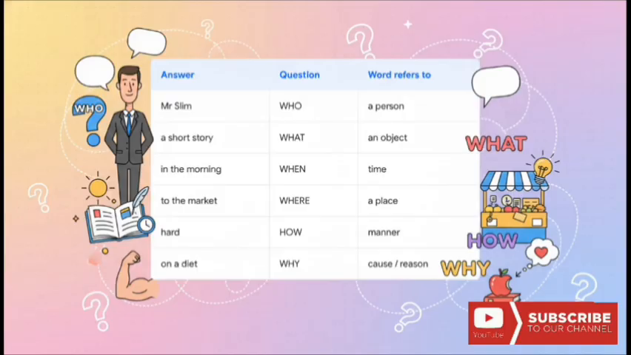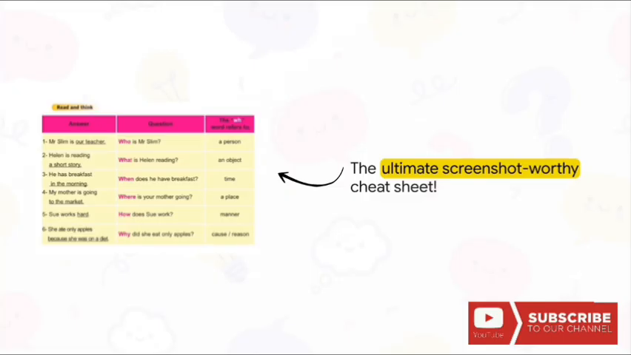Wow, you guys have done fantastic work staying focused through all of these scenarios. Now, take a look at this. We've reached the ultimate summary table. This perfectly maps our concrete answers to the precise questions required to get them. We have Mr. Slim mapping to who, Helen's short story mapping to what, and the morning breakfast tying to when. Then we see the market linking to where, Sue's hard work connecting to how, and finally, the apple diet matching perfectly with why. Seriously, this right here is your ultimate screenshot-worthy cheat sheet.